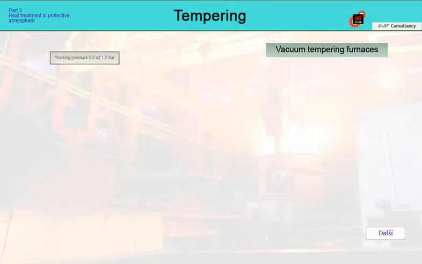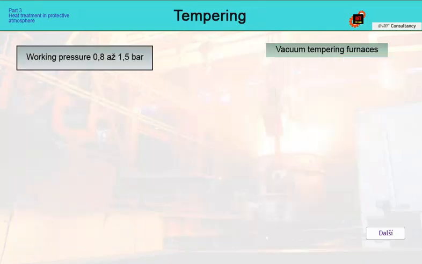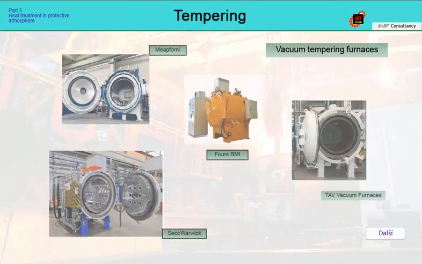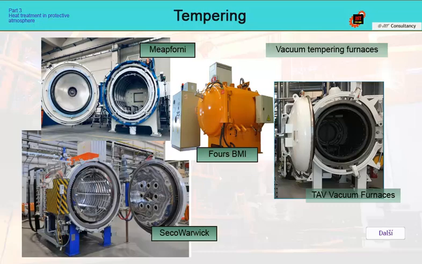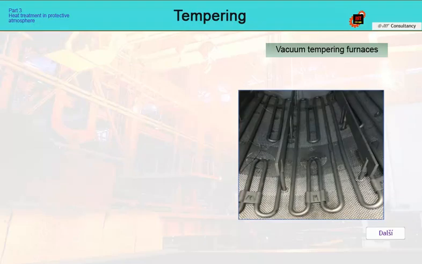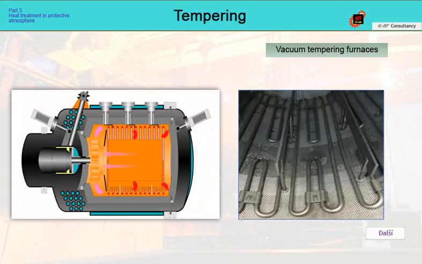Its pressure is usually from 0.8 bar to 1.5 bar overpressure. The higher the pressure, the better the heat transfer between the gas and the batch. The protective atmosphere here is mainly nitrogen and argon. Examples are tempering and annealing furnaces from the French company Fors BM1 or from the Polish Seco/Warwick, Italian TAV vacuum furnaces or Mio Forni. The concept of classic vacuum furnaces allows, unlike retort furnaces, direct heating of the batch.